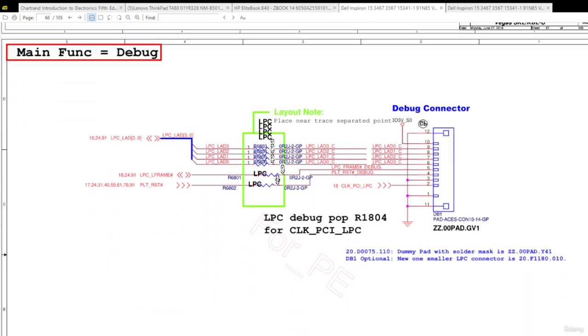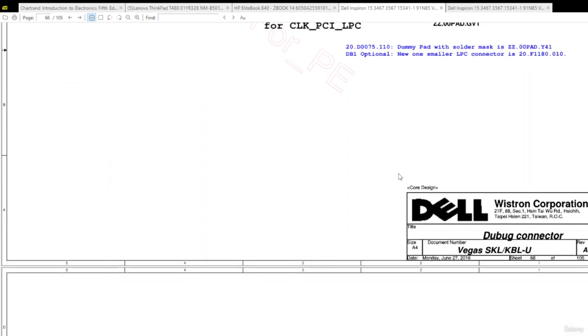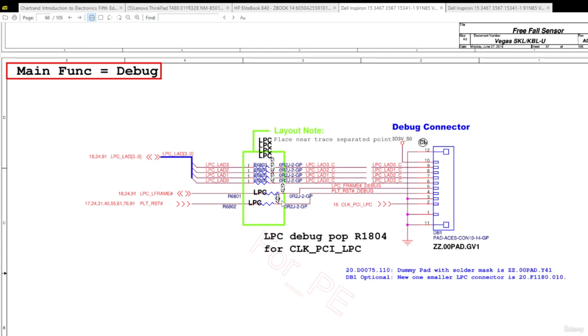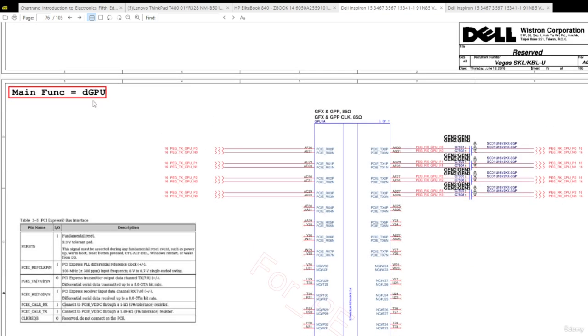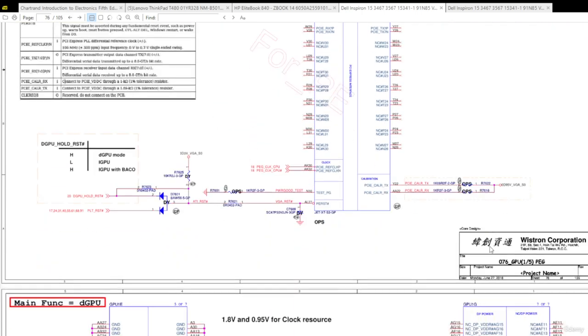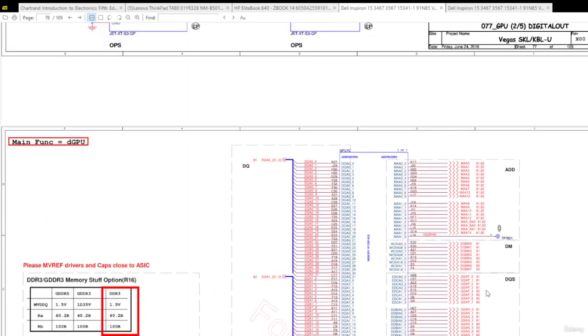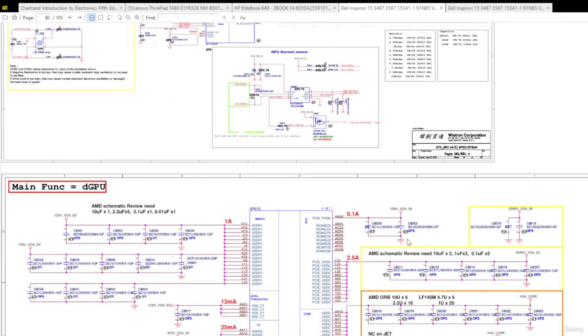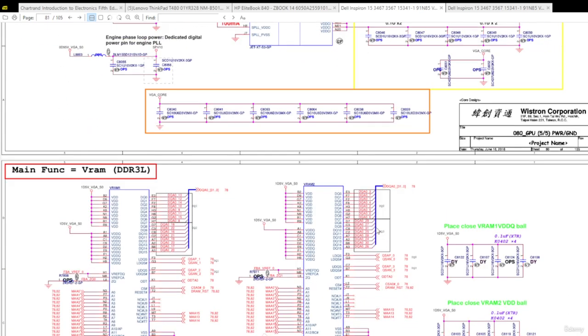Here we have the debug port. So the debug port is used for testing, fixing, and diagnosing motherboards. Here we have the GPU, the graphics card. So basically this one is talking about the graphics chip and the graphics communication.